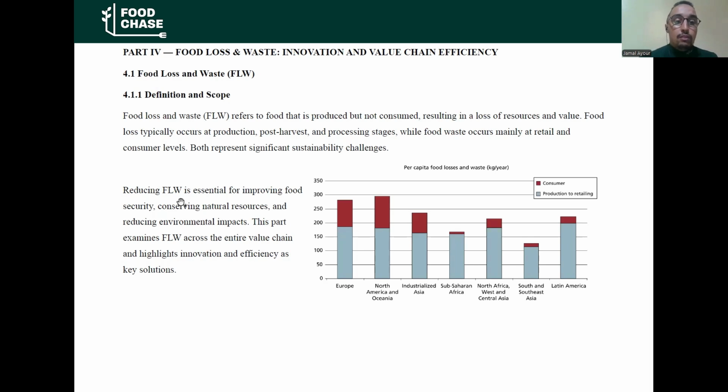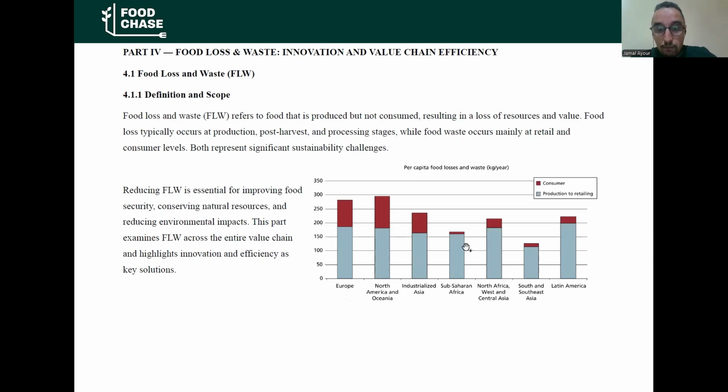Reducing food loss is essential for improving the food sector, conserving natural resources and reducing environmental impact. As you can see in this graph, with different food loss and waste in different areas, for Europe, for example, and for America, for Africa.